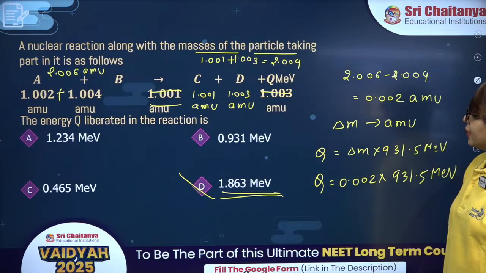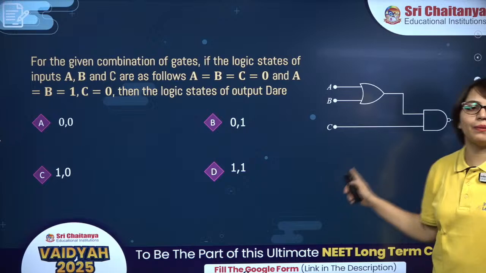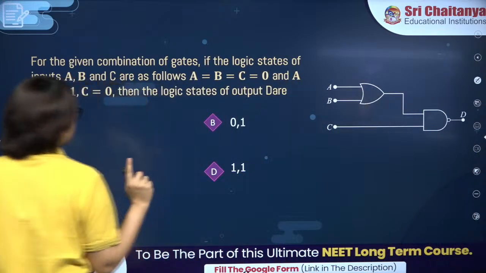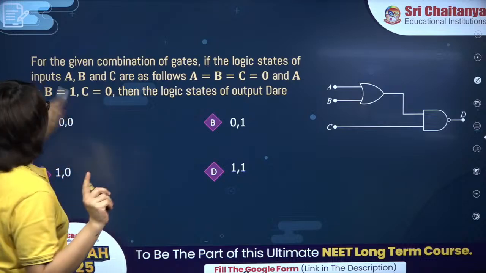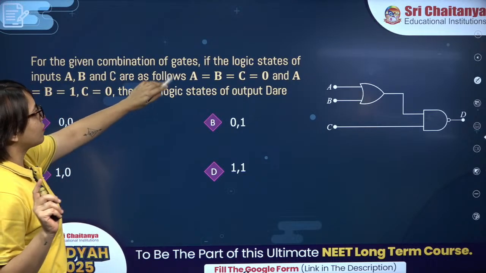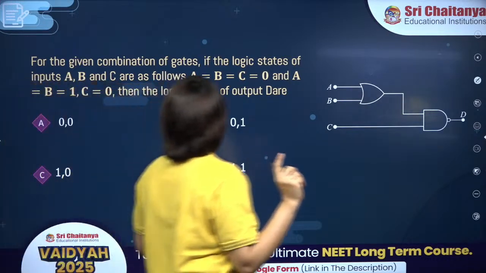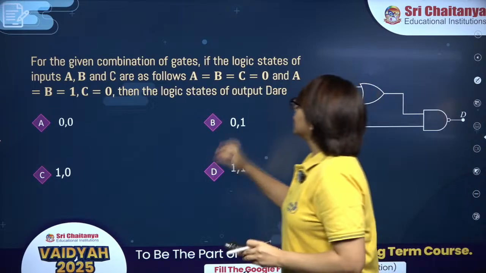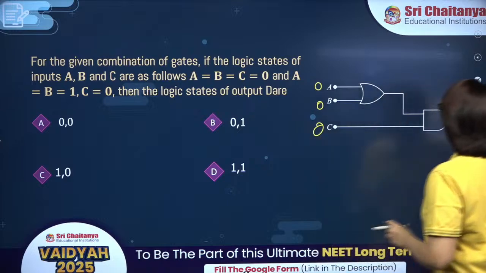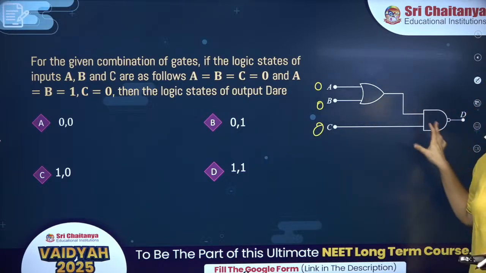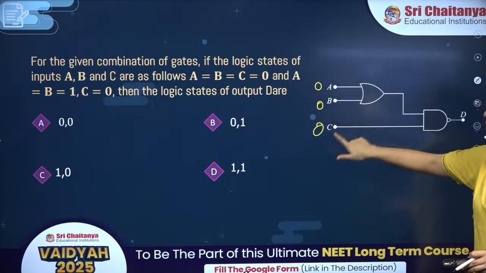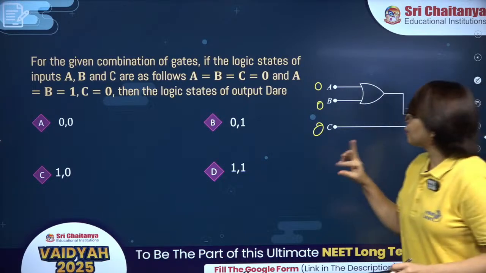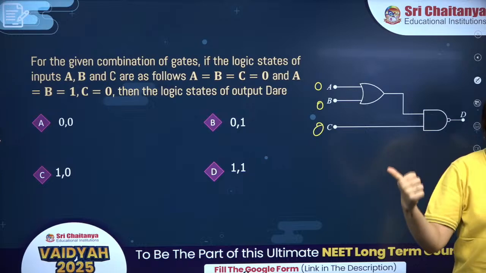Chaliye. Now next is this one. This is from semiconductor. Every year you will get at least one question based on semiconductor. This is one of the PYQs. For the given combination of gates, if the logic states of inputs A, B and C are 0, 0, 0 and 1, 1, 0, then you have to find the output D in two cases. When A, B and C are 0, what will be the output? And when A, B are 1 and C is equal to 0, what will be the output?